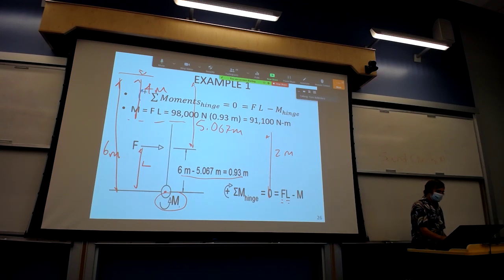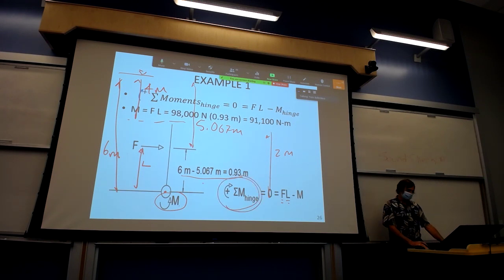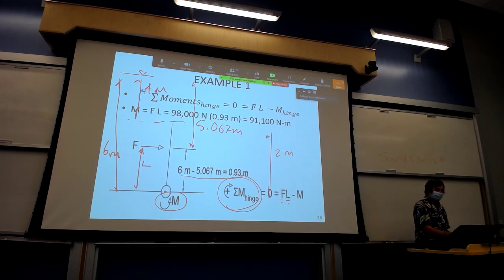So in order to calculate that moment, again, what we're looking at is a moment equilibrium. Sum of the moments about the hinge. And the moment about the hinge due to the force is the force times its moment arm L. L is always a distance measured perpendicular from the line of action of the force you're looking at to the point in question.